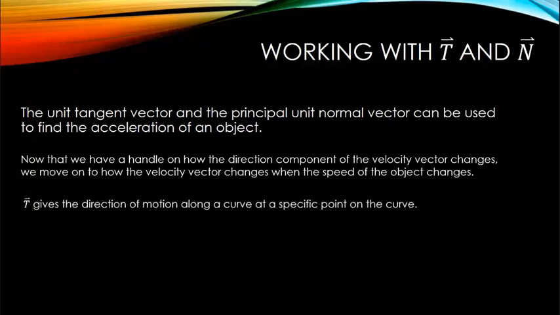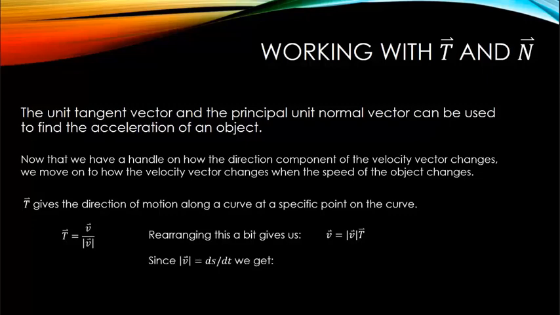Once again, capital T is the unit tangent vector, and it gives the direction of motion along a curve at a specific point on the curve. The unit tangent vector is given by the velocity vector divided by the speed. If I rearrange this a little bit, I get the velocity vector is equal to the speed times the unit tangent vector. And since the speed is also given by ds/dt, I can write the velocity vector as the unit tangent vector times ds/dt.